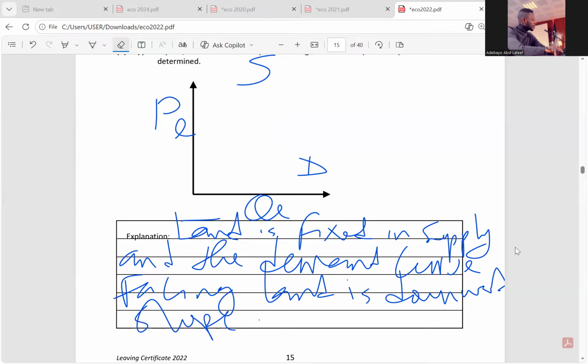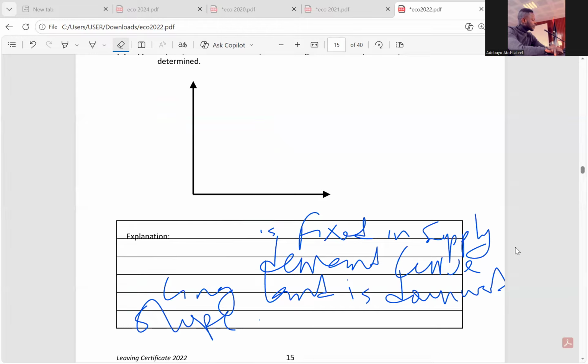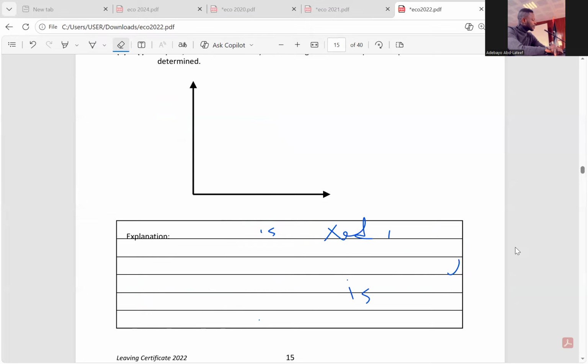You get that? Let's cancel it. Let's not do it again. Yeah, it's okay. Downward slope. Okay.